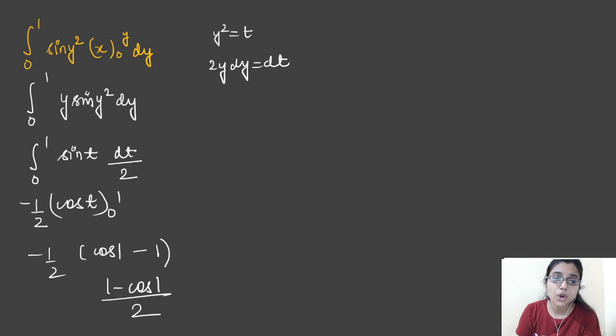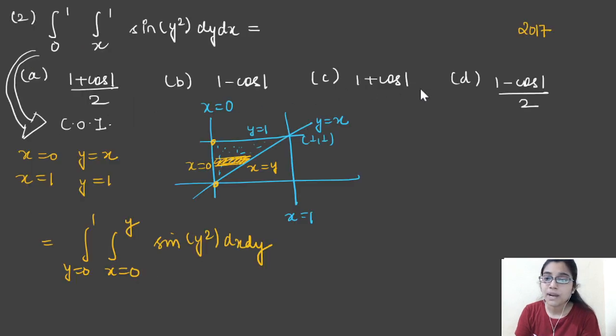It means which option are we getting? 1 minus cos 1 by 2. That means the option that we are getting is the D option. So this was the question from the year 2017.